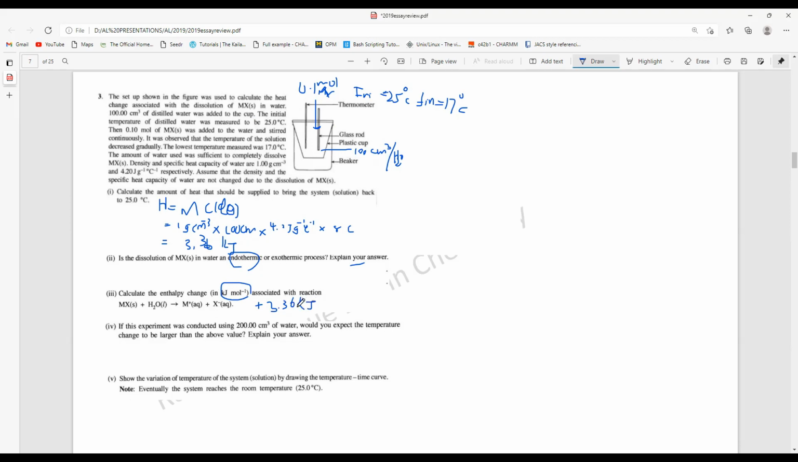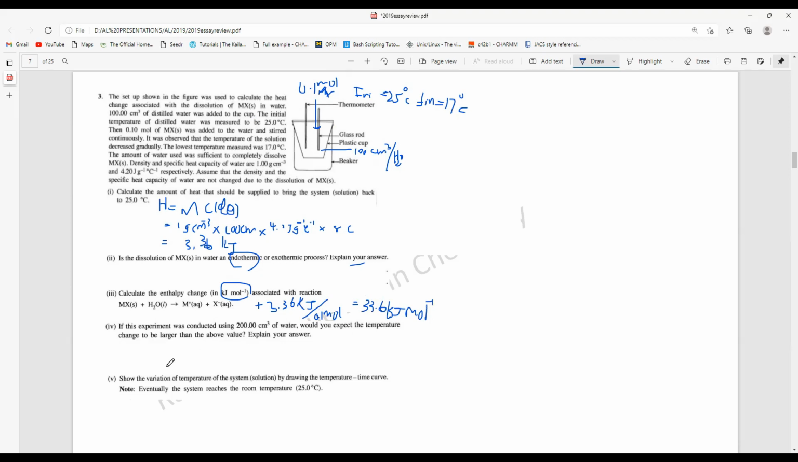Okay, so now you need to find this for 1 mole. That is what kilojoule per mole means. So you just need to divide this by the number of moles that you have used. Now here we have used 0.1 moles. So you divide this by 0.1 moles. So basically it is 33.6 kilojoules per mole. That is what it requires.